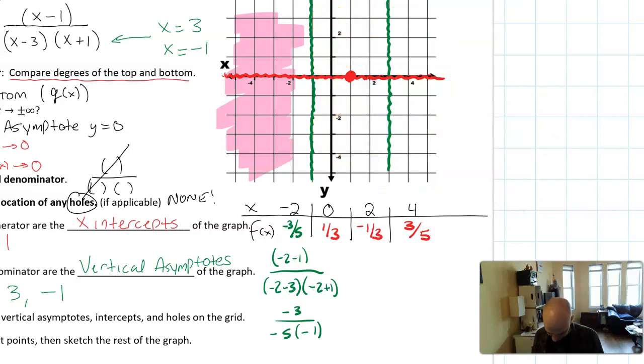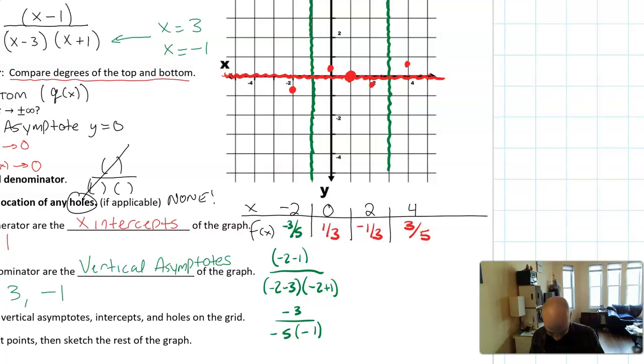Now, we can plot all of those points on the graph as just further evidence of where the graph will be. So negative 3/5, and you don't have to be exact. At negative 2, negative 3/5 is a little less than negative half. So I'll plot a point right there. 1/3 at 0 would look like this. Negative 1/3 at 2 would maybe look like this. And 3/5 at 4 would be a little above 1/2 over here at 4. It turns out that that's all the evidence we need to graph this.